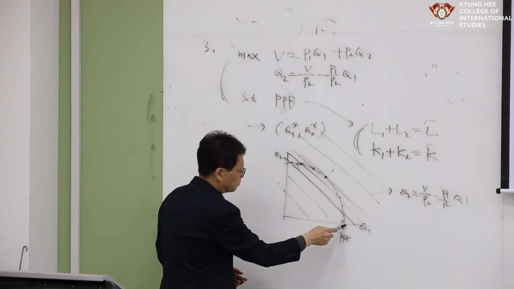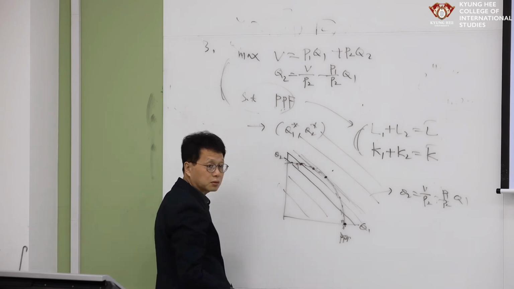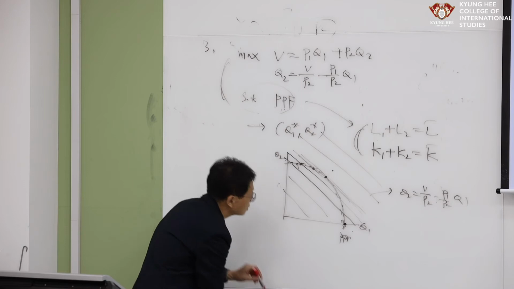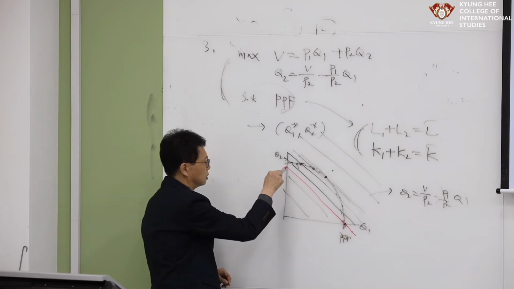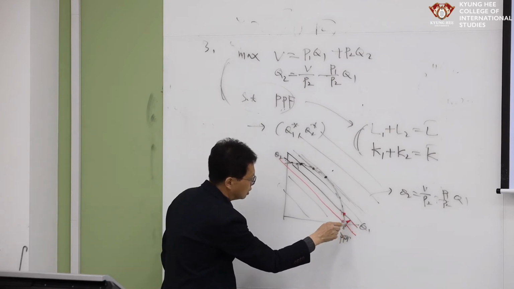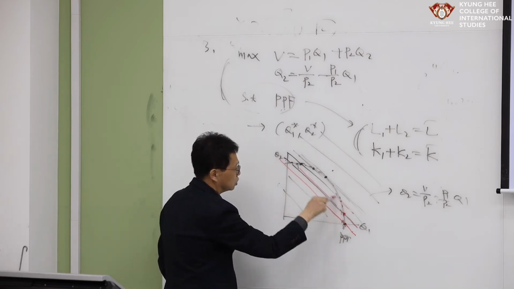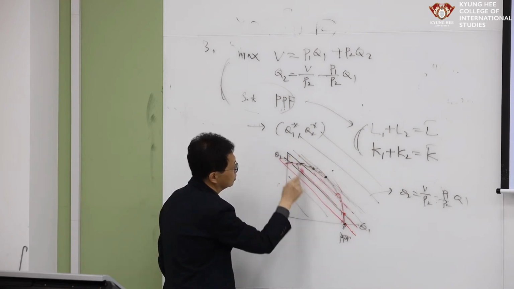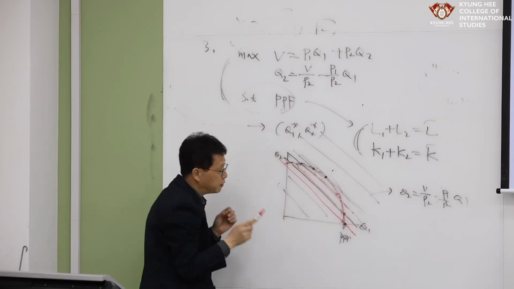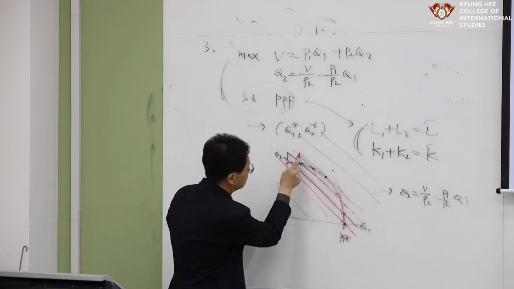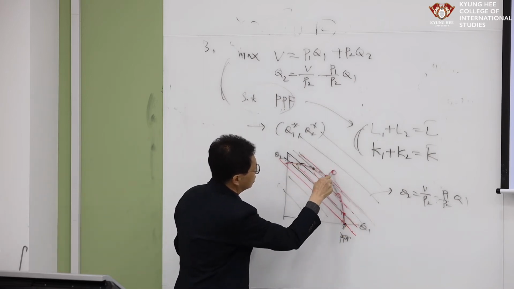Or we start from here. If this country decides production bundles of Q1 and Q2 starting here, at one point on this PPF, the GDP level is represented by the isovalue line crossing that point. If you choose this point, then the GDP level increases. We move this way, GDP level increases and increases. We move from here to here, GDP level increases and increases. And we can find only one point where GDP is maximized. That is here. This point, we call Q star.